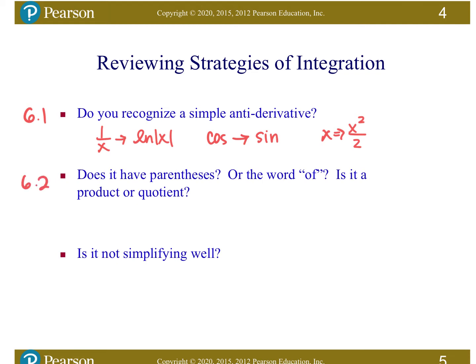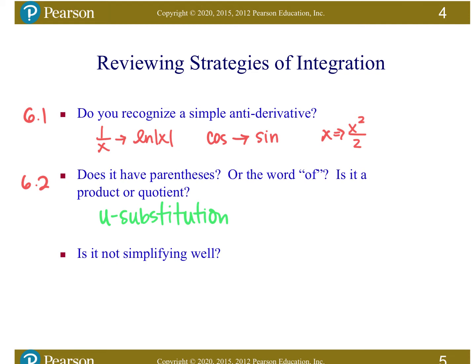In 6.2, then we moved into some of the other questions. Well, what if it has parentheses? Or what if it has the word of, like the square root of? Or, is it a product? Is it a quotient? Does it have a higher power? All these questions moved us into using a U substitution. And if we answered yes to any of those questions, there we go. If it did have parentheses, or it did have the word of, or was a product or a quotient, we tried the U substitution.